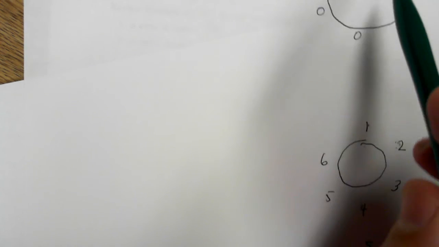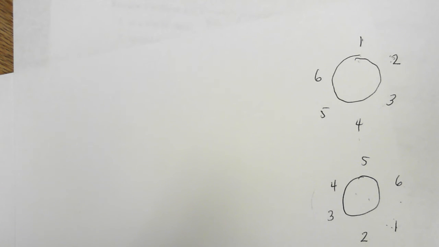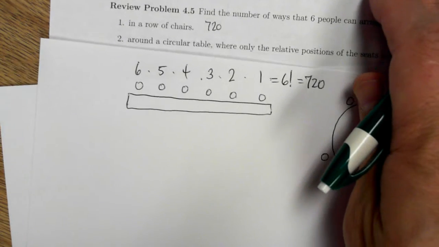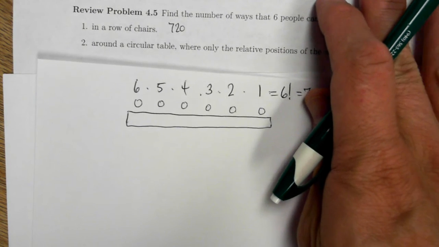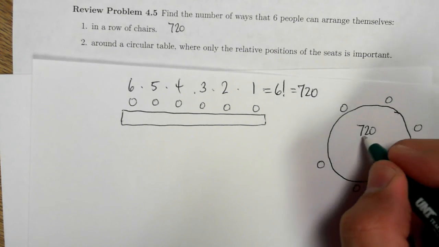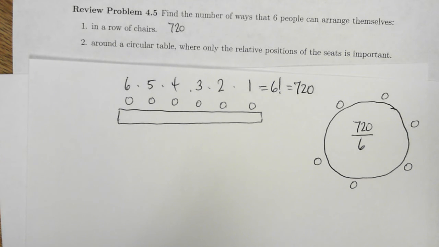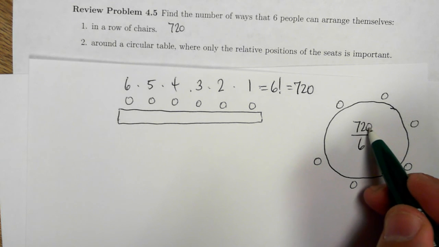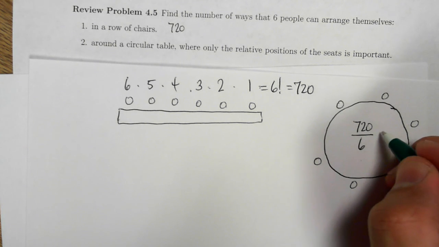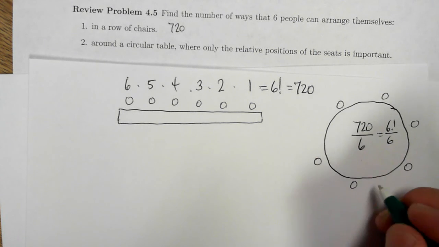So if I were to list out all the possibilities, then I would have 6 pictures that look like this that are all the same. So the answer for this one is going to be there's 720 ways like before, but I divide by 6 to account for the 6 different rotations of people sitting around the table. So the answer is going to be 720 divided by 6. So that's 6 factorial divided by 6.